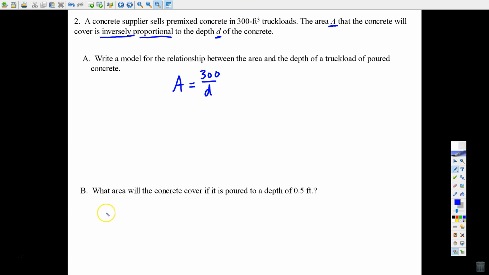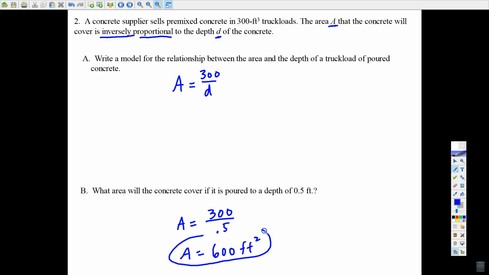All right, so letter B, what is the area? In other words, what is A if the depth is 0.5 feet? So we just plug in 0.5 for D. 300 divided by half is the same thing as 300 times 2. And remember, area is always represented in square feet. So we would say it's 600 square feet. All right, and so that's your answer for 2, A and B.